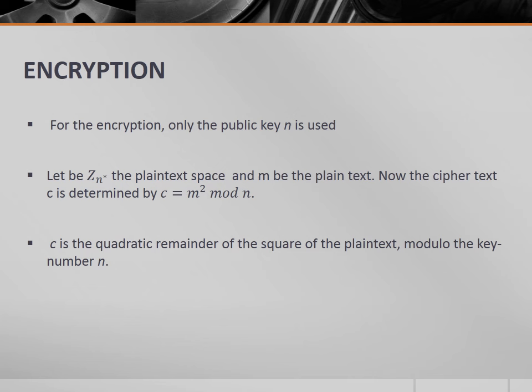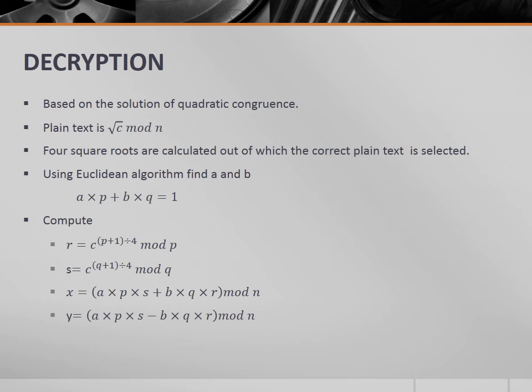Only the public key is needed for encryption. Suppose M is the plain text. It is chosen from Zn star to make decryption easier. Ciphertext C is the quadratic remainder of the square of the plain text modulo the public key N. Decryption is based on the solution of quadratic congruence. Basically, the plain text is the square root of the ciphertext modulo the public key.